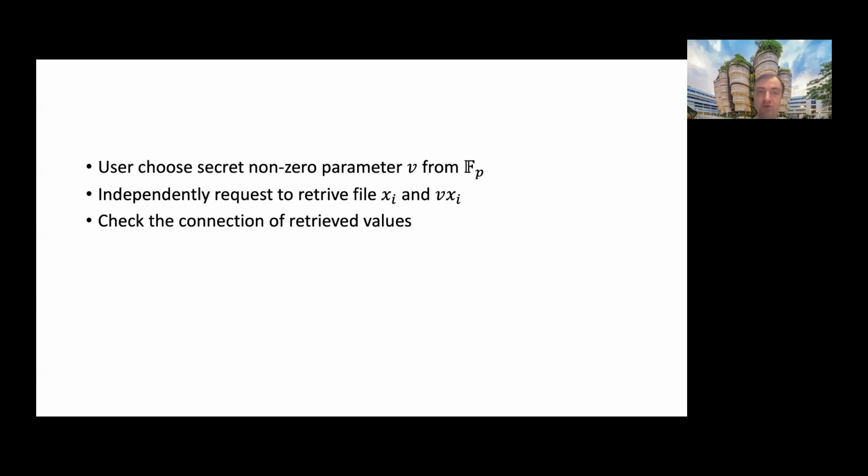To do so, the user chooses a secret non-zero parameter v from the same field Fp, which is used to assign points to our servers, and independently requests to retrieve the file xi and v times xi. So we get two values, xi and v times xi, and these values are linked through the parameter v, which is hidden. And using this fact, we can check the connection of the retrieved values and make a conclusion about the correctness of the file which we retrieve.